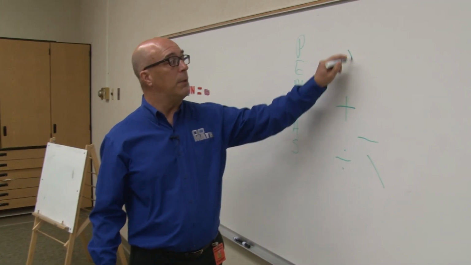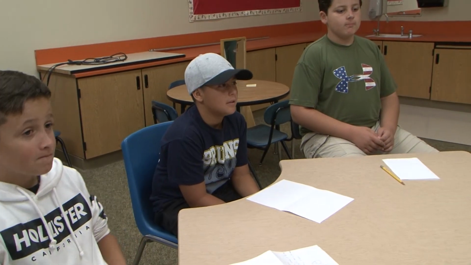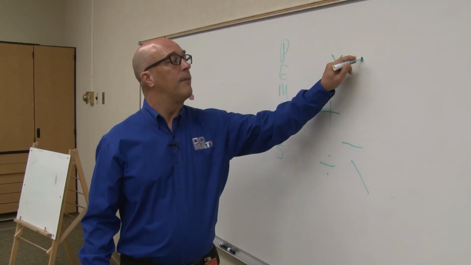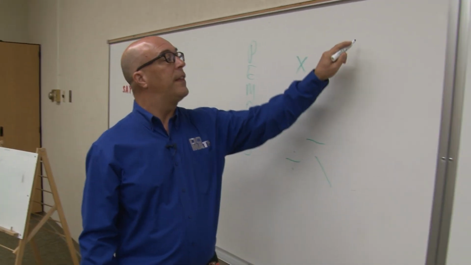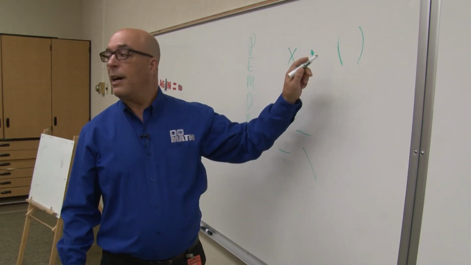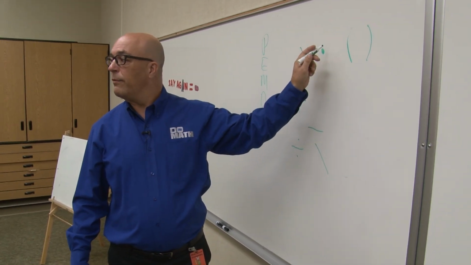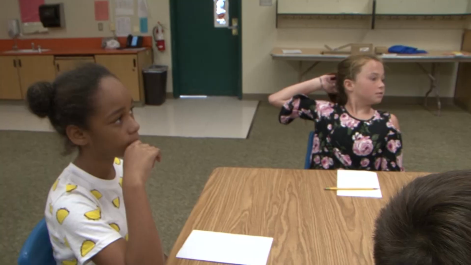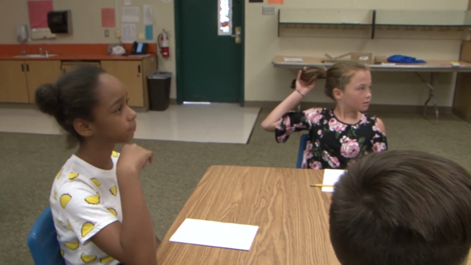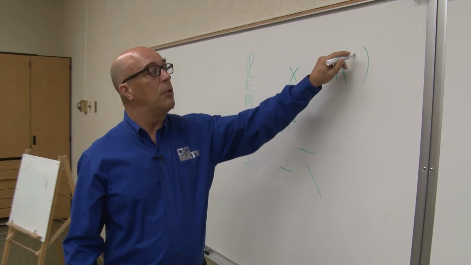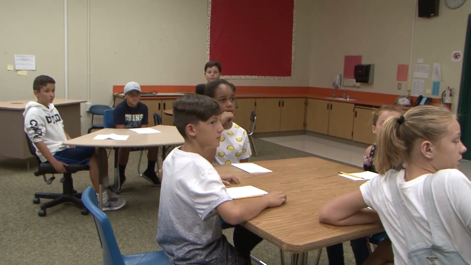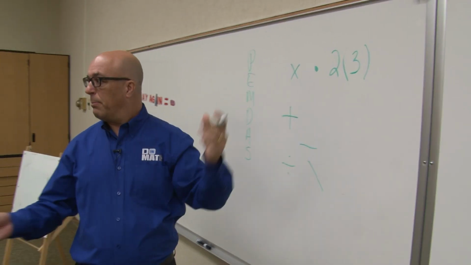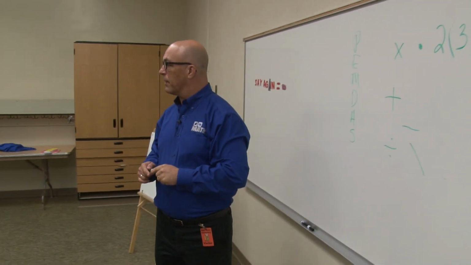Multiplication. Would that be multiplication? Could this be multiplication? Yes. Could this imply multiplication from what's outside to what's inside? Yes. Right, because if I had 2 and then parentheses 3, what does this mean? 2 times 3, right? So there are a couple of different ways we could write multiplication, okay?